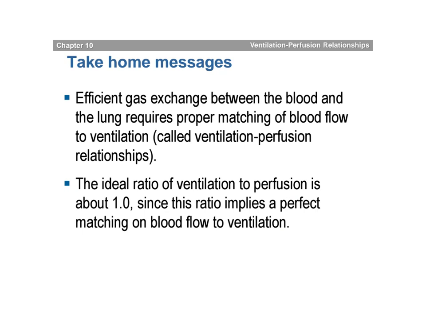The take-home message is that efficient gas exchange between the blood and the lung requires proper matching of blood flow to ventilation. This is referred to as ventilation-perfusion relationships. If you do the calculations, the ideal ratio for ventilation to perfusion is about 1, meaning that for, say, 1 liter of air reaching the alveolar airspace, there should be about 1 liter of blood that passes through the pulmonary capillaries associated with those alveoli. This ratio would imply a near perfect matching of blood flow to ventilation.